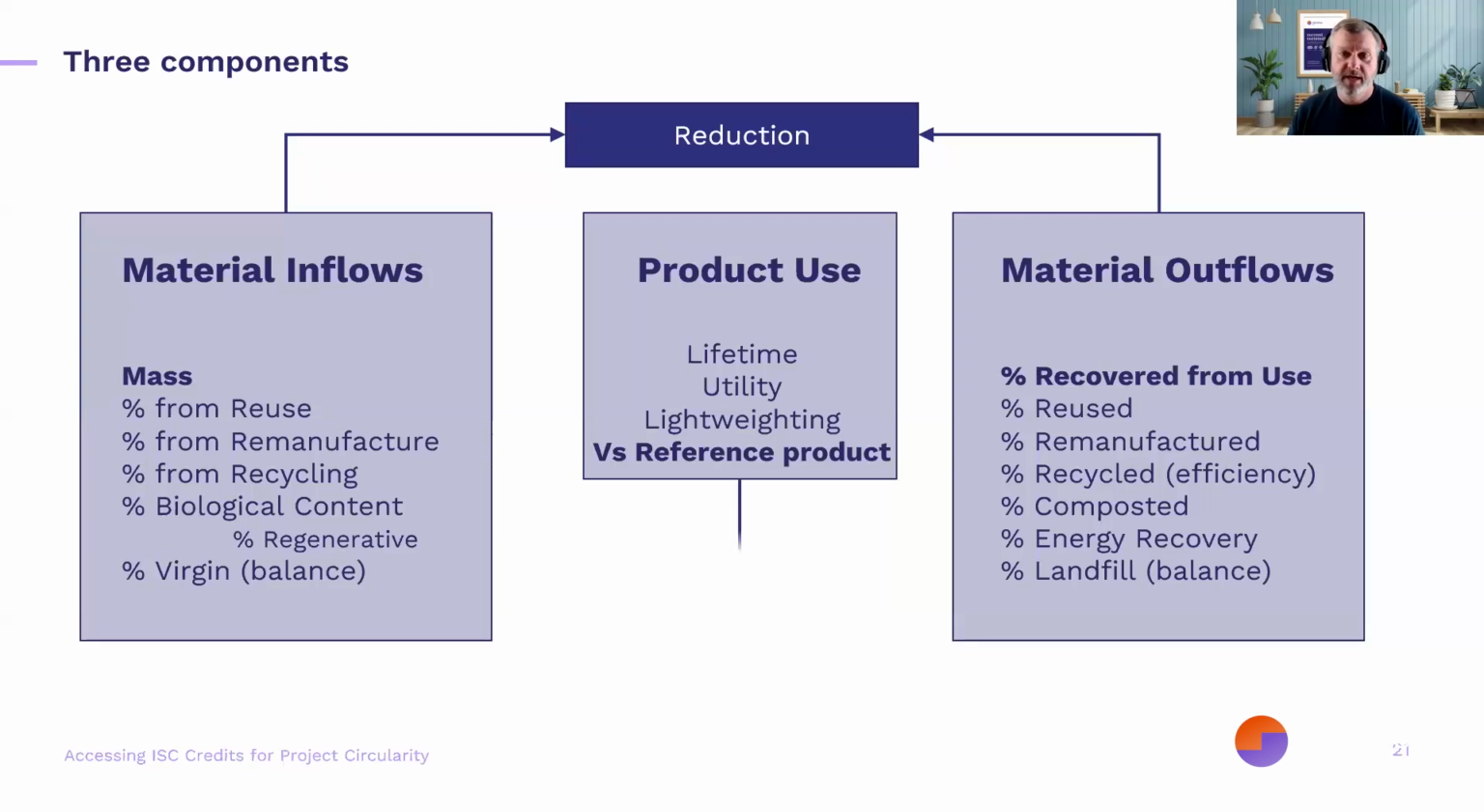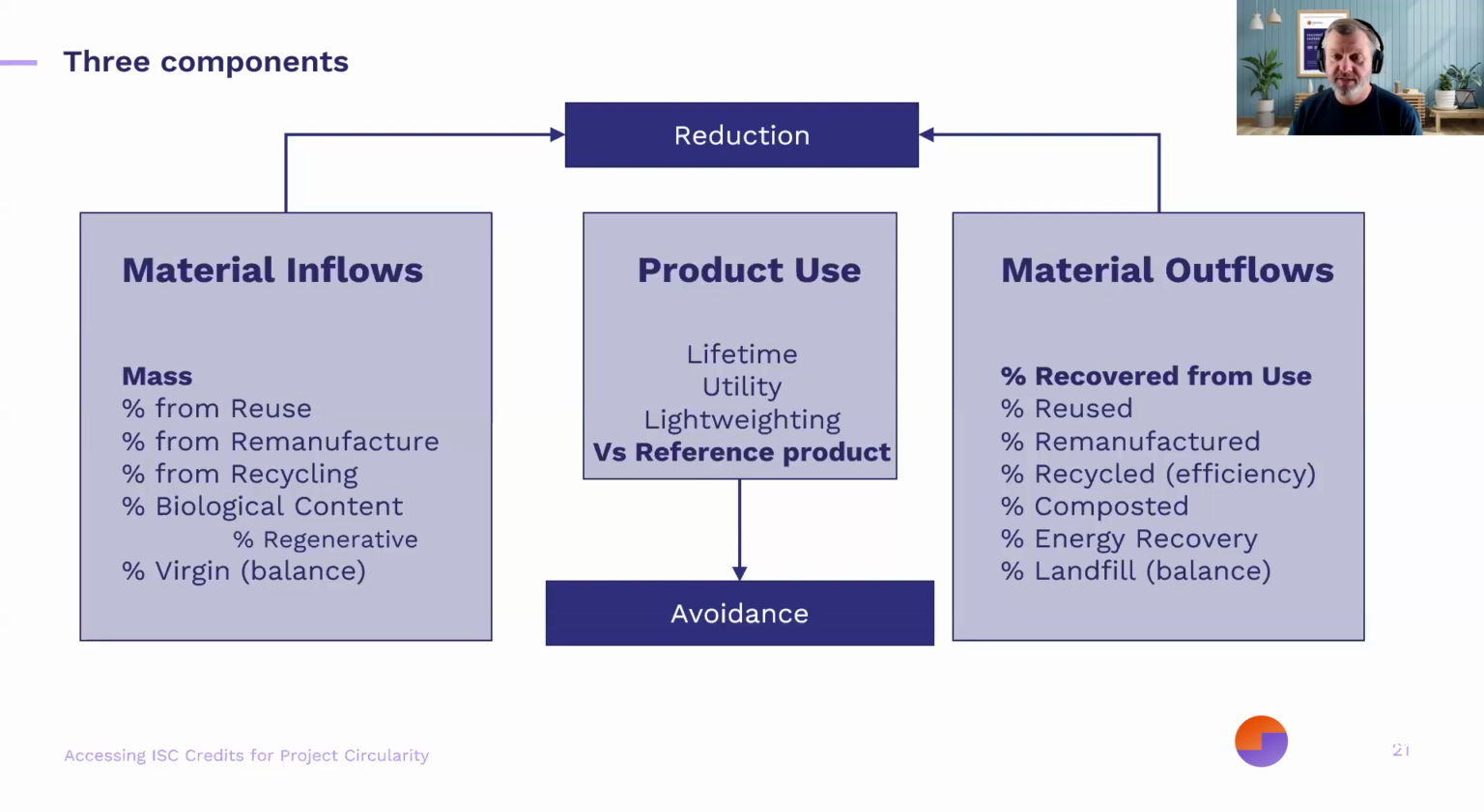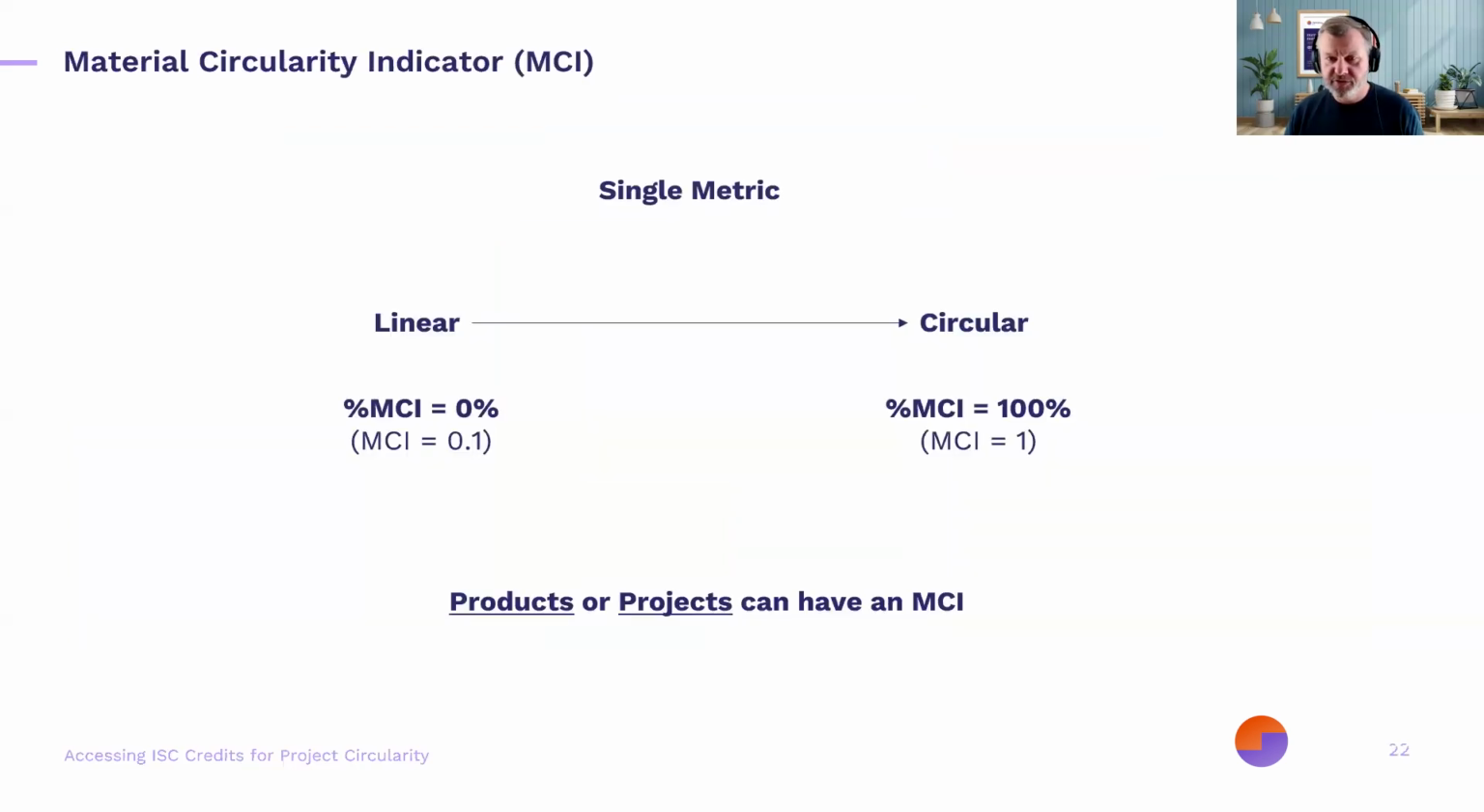waste production, whereas the product use through durability and lifetime extension talk about avoidance. How do we avoid the need for introducing new materials into our economy? What you get out of that is a single metric that ranges from linear to circular, so either 0% for a linear product, so 100% for a fully circular product. In the old methodology, you might hear us talking about 0.1 to 1, which is the original scale, but that essentially relates to 0 to 100% circular.